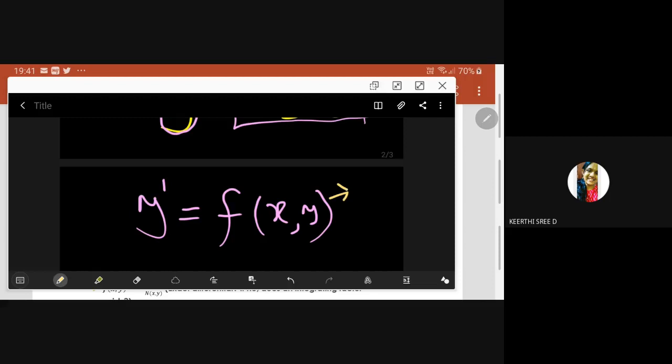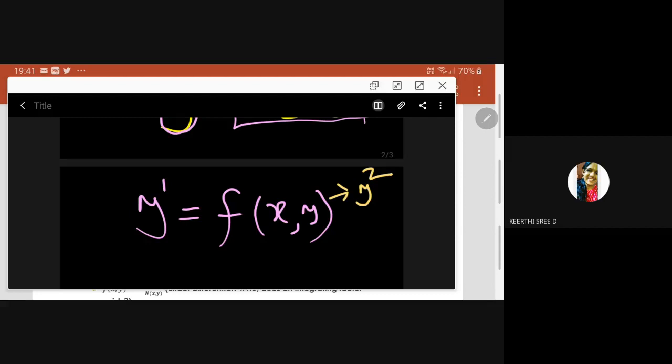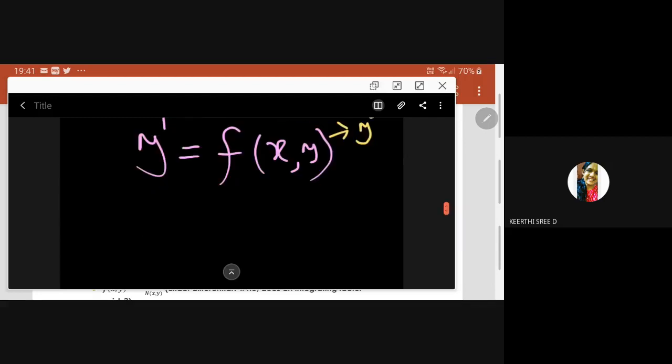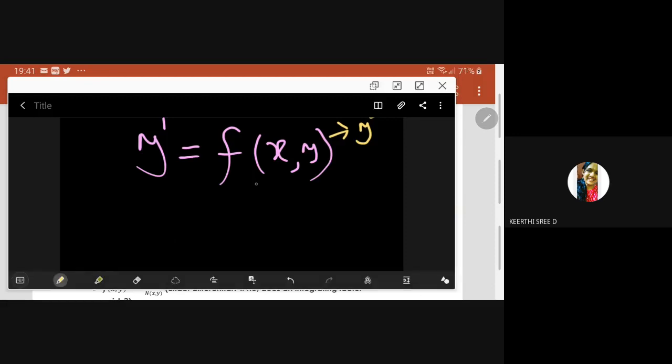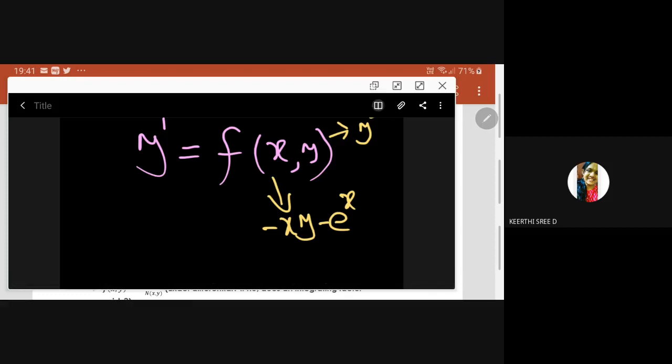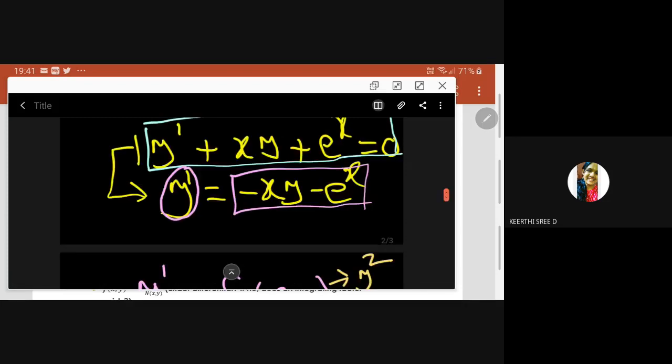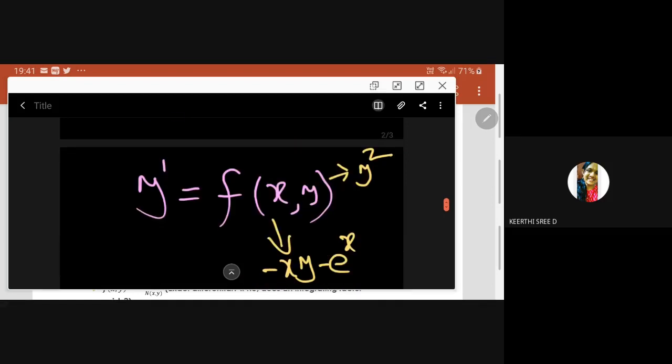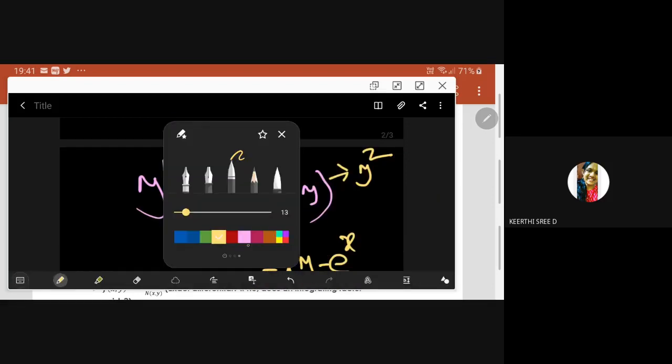y square. In the second example, our f of x, y is minus xy minus e power x. So this is our f of x, y. We want a differential equation to be in this form. This is the form we are looking at. Then we will see how to tackle the problems.